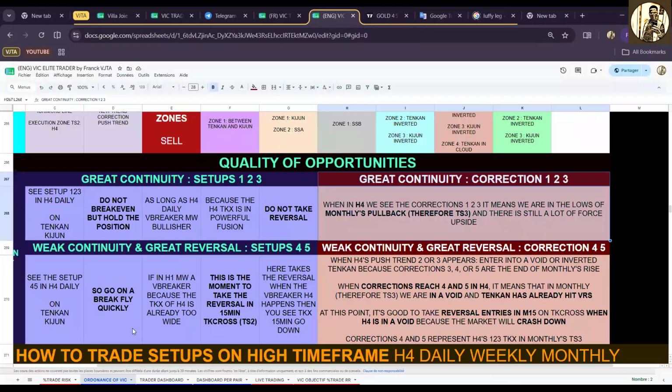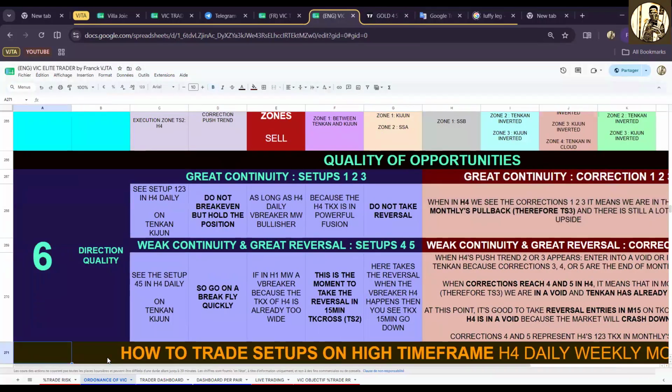Okay, so that's all for this one. So let us see how to trade on high time frame setups.